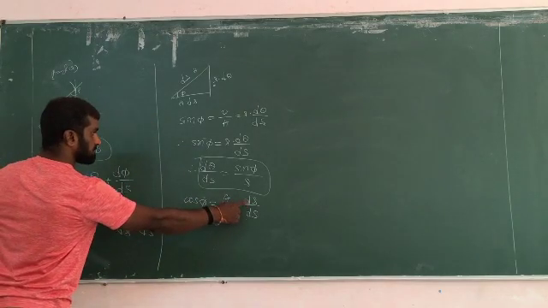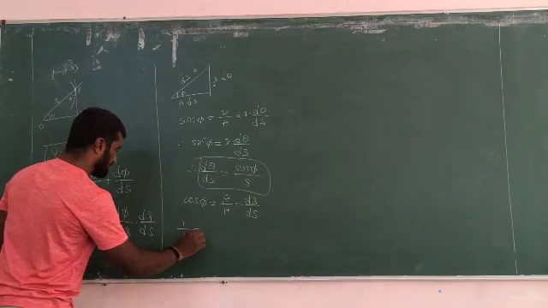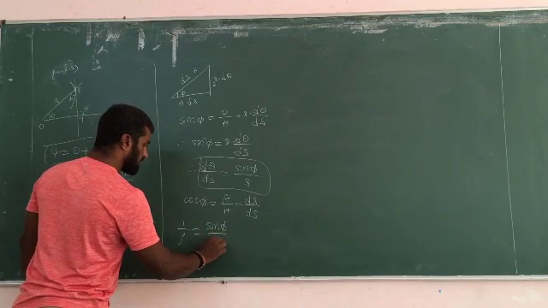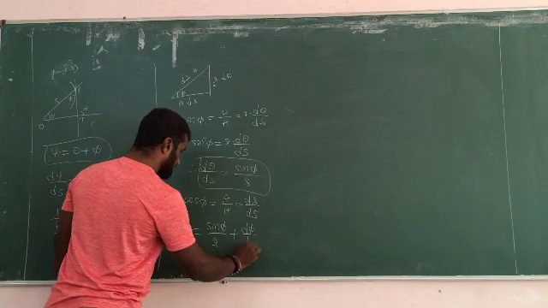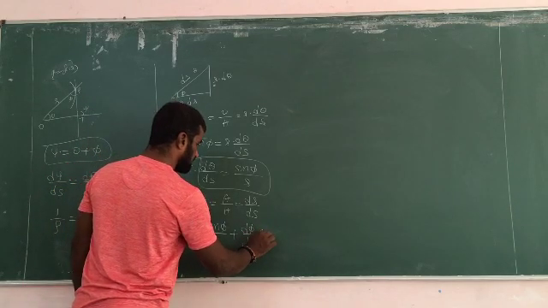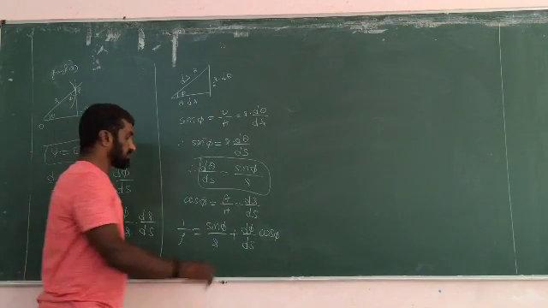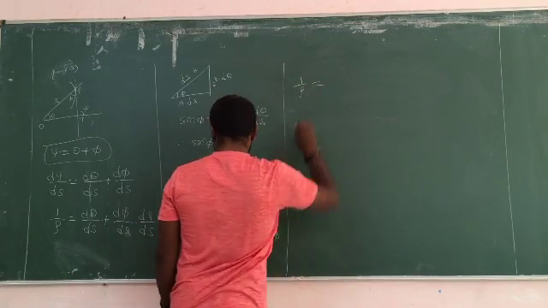Putting this value and this value in this equation, we get 1 by rho is equal to sin psi divided by r plus d psi by ds into dr by ds, that is cos psi. So now simplification is very important.